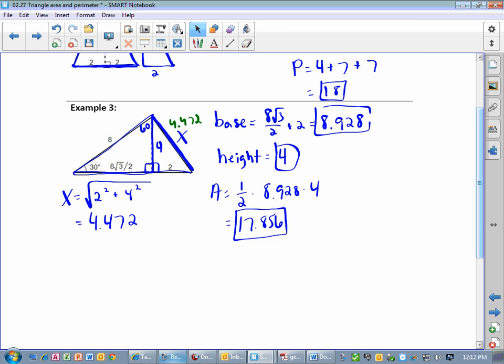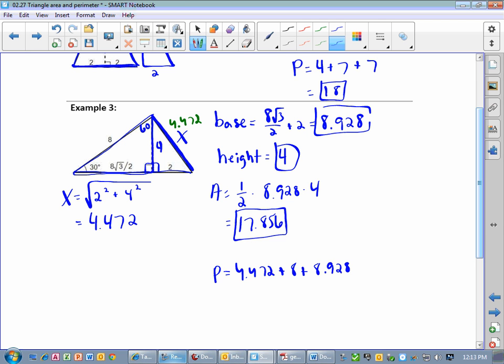So to find our perimeter, we just add up our three sides. So 4.472 plus 8 plus, and then what's the third side? 8.928. And so we add all of that up, and we get a perimeter of 21.4.